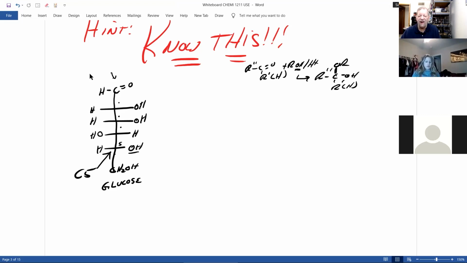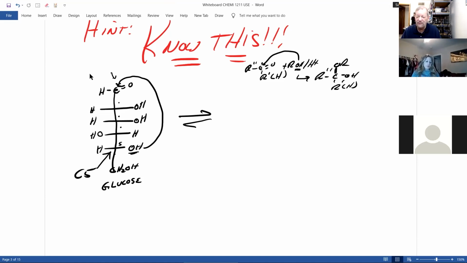Now, this alcohol is this. This carbonyl is this carbonyl. And what happens is this hydroxyl group attacks that, just like this hydroxyl group attacks that. And because it's in the same molecule, that's called an intramolecular reaction, you don't need a catalyst.